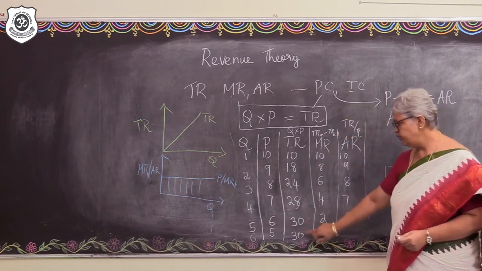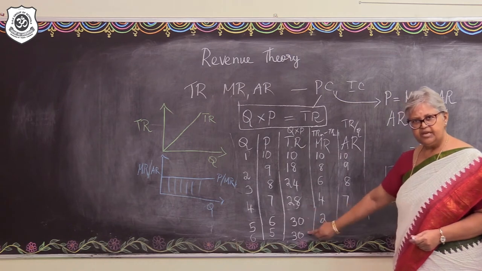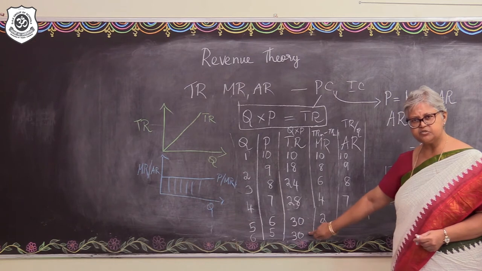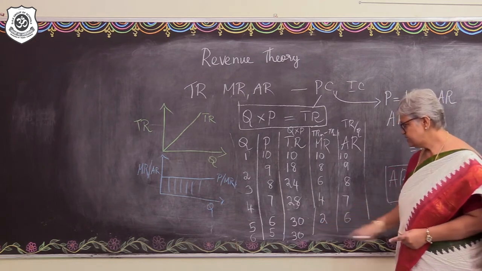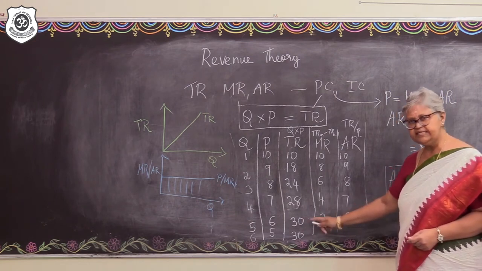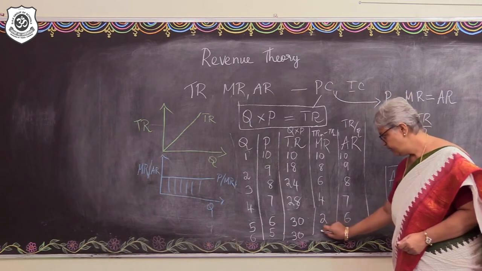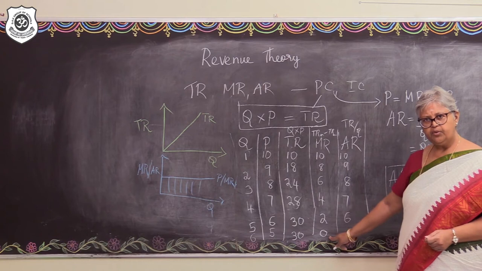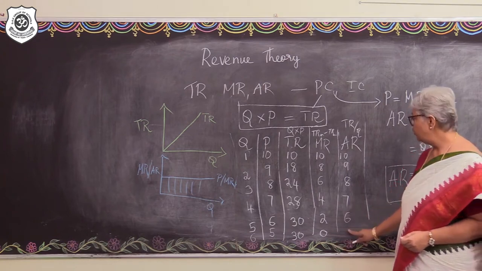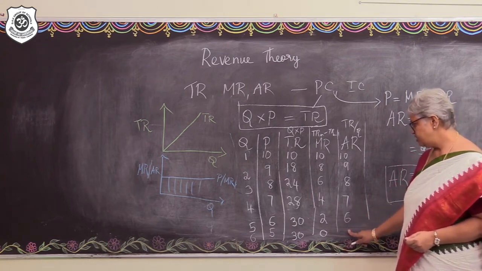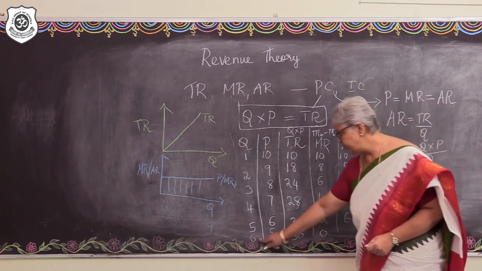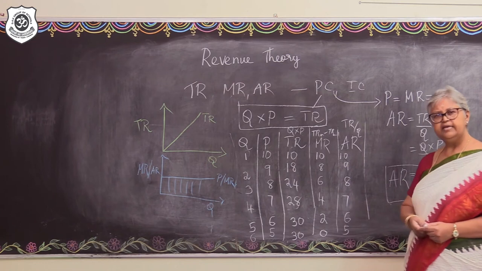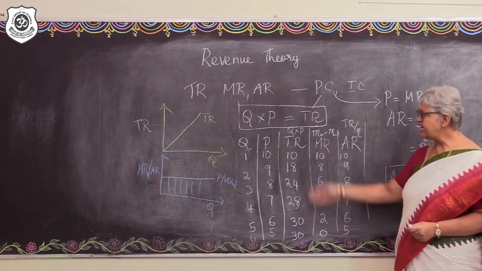The total revenue is going to become constant now. Continuously it increases and then it becomes constant here. Isn't it? So what is the change? 30 minus 30. So the change in the total revenue is nil, 0. Fine? And then what about the average revenue? Average revenue will be 30 divided by 6 and that would be 5.